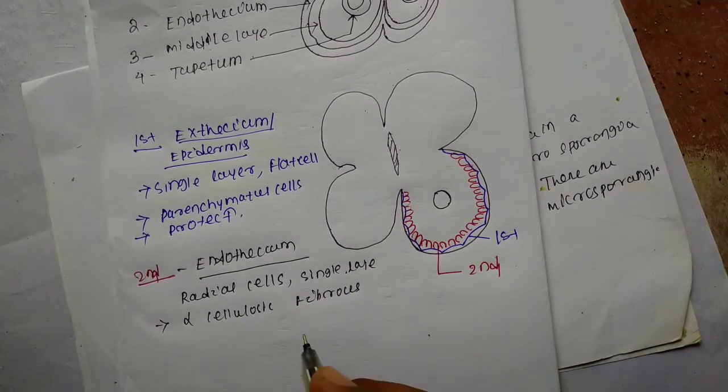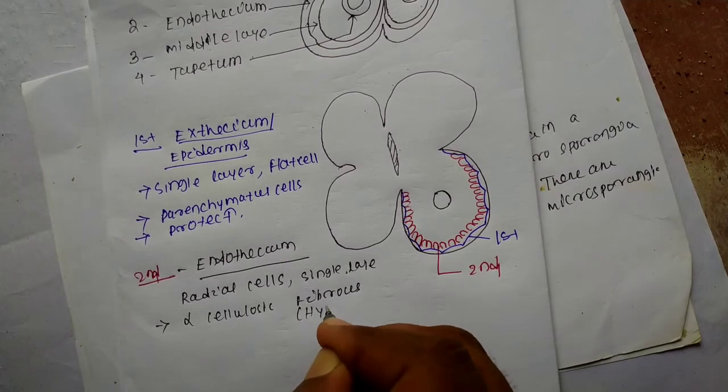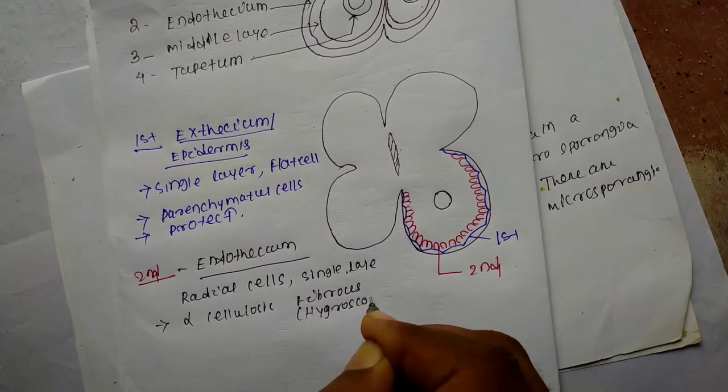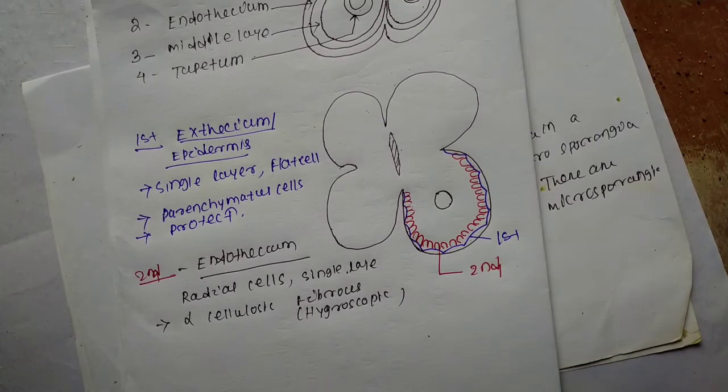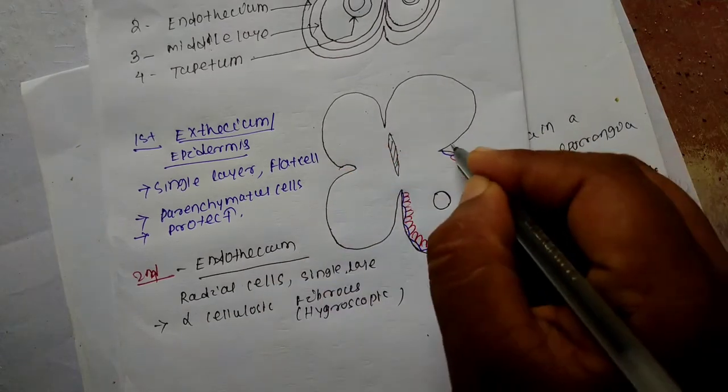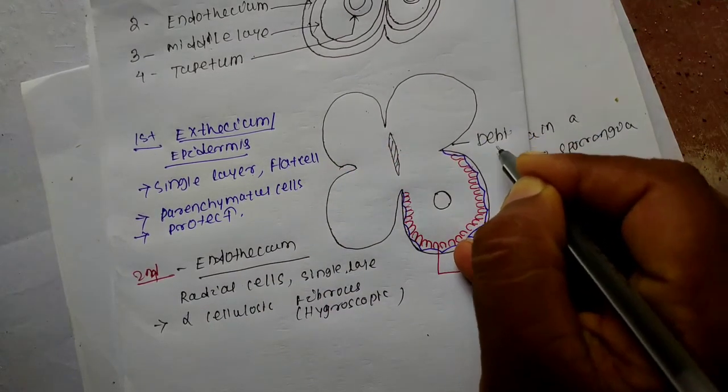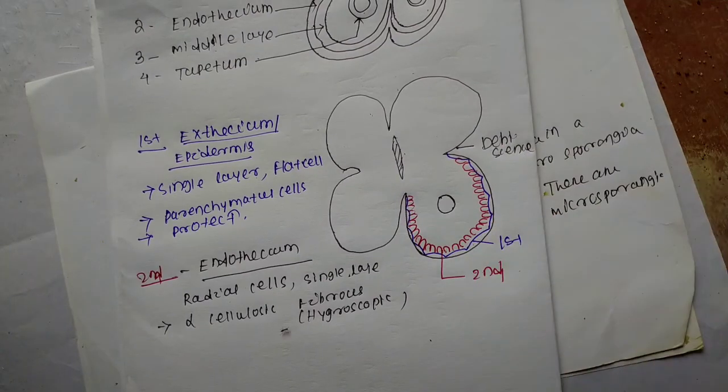So what is its function? It is hygroscopic in nature, which means it absorbs water. When the anther gets mature, after the formation of pollen grains, the dehiscence occurs. Here is the dehiscence site. Dehiscence means the rupture of the anther, and the pollen grains come out from the anther in order to bring about pollination.